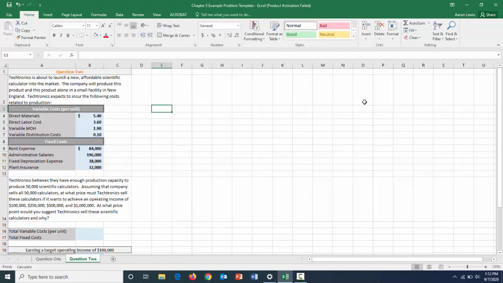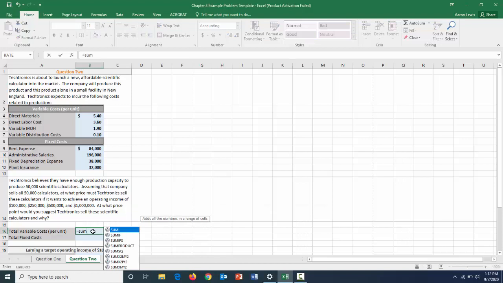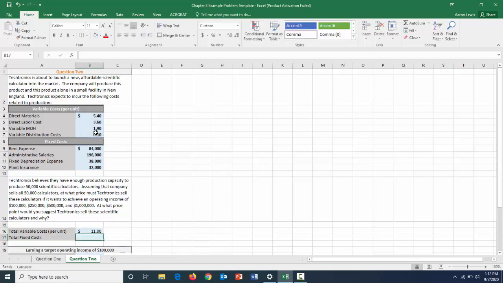For each calculator we make, it's going to cost us $5.40 in direct materials. It's going to cost us $3.60 in direct labor costs. It's going to cost us $1.90 in variable manufacturing overhead, and it's going to cost us 10 cents in variable distribution costs, which means that our total variable cost per unit is equal to the sum of those 4 components. So if we just add all those up, we know that our variable cost to produce each unit is going to be $11.